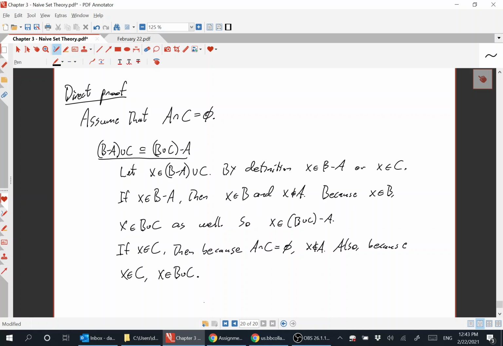Which anything am I interested in? I'm interested in B. So I got that x is in B union C, and I got that x is not in A. So what? X is in B union C minus A. Exactly. Therefore, and we're done.